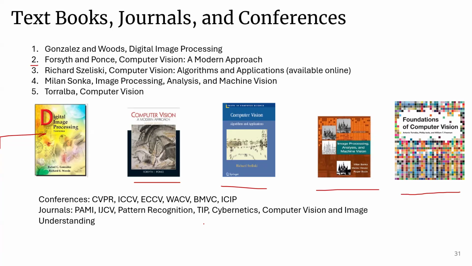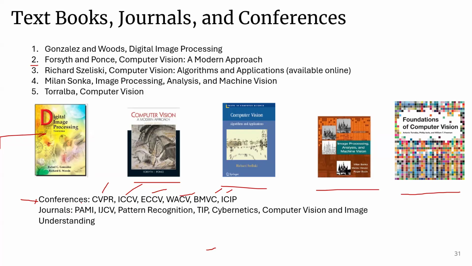If you ask what the conferences are, these are the conferences: CVPR, ICCV, that is Computer Vision and Pattern Recognition, International Conference on Computer Vision, ECCV, WACV, BMVC, and ICIP. Journals: PAMI, IJCV, Pattern Recognition, Transactions on Image Processing, Cybernetics, Computer Vision and Image Understanding, and so on. These are the very good conferences and journals.